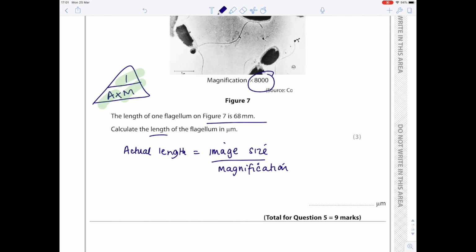It's really key here that we convert everything to the same unit, and because the answer is in micrometers, we need to convert millimeters to micrometers. The way in which we do that is by multiplying by 1,000. So when it comes to substituting our values, we've been told that the length of one flagellum on figure 7 is 68 millimeters. So we need to convert that to micrometers by multiplying by 1,000, divide by the magnification, which we've been told is 8,000. And when you pop that into your calculator, you effectively do 68,000 divided by 8,000 to get a value which is 8.5 micrometers.